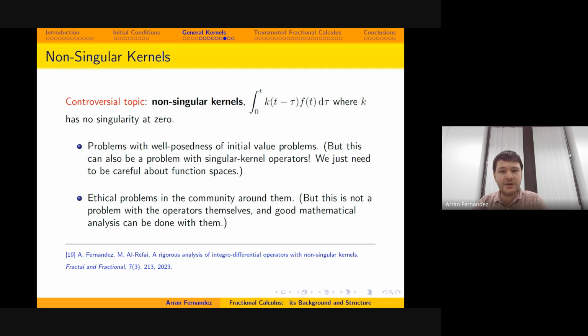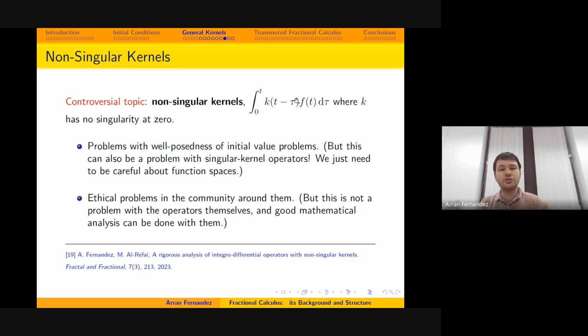So non-singular kernels is something that has been argued about a lot in the fractional calculus community. These are convolutions with a function k that has no singularity. So it's not like the fractional powers that blow up at one endpoint. It's a non-singular function, a continuous function.